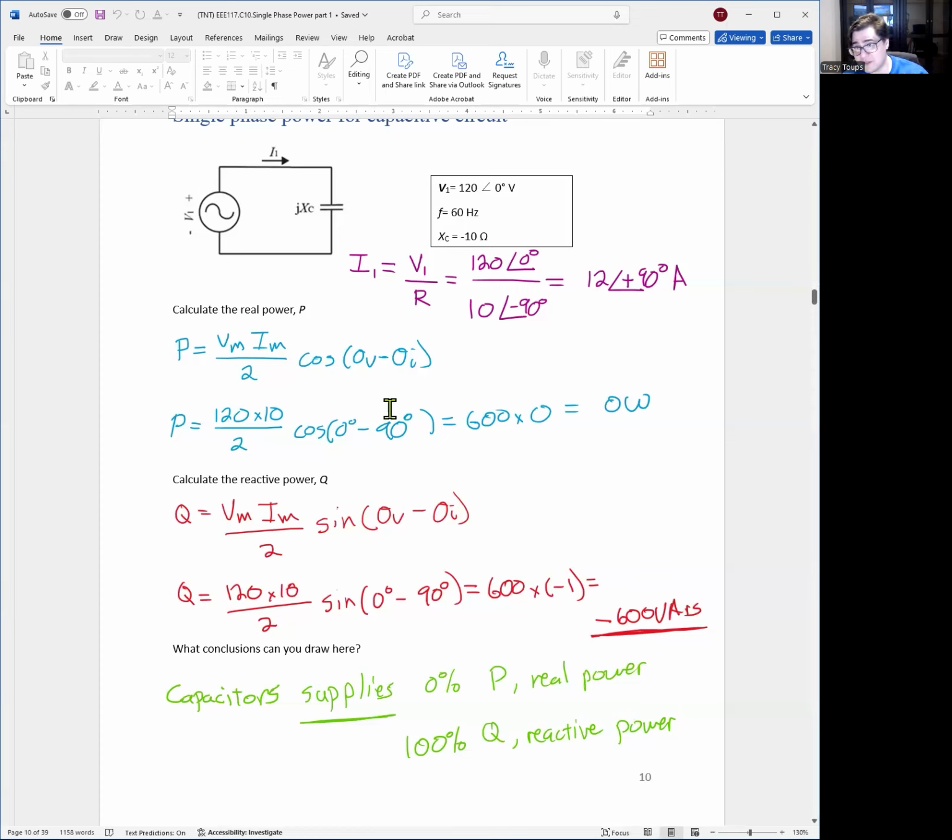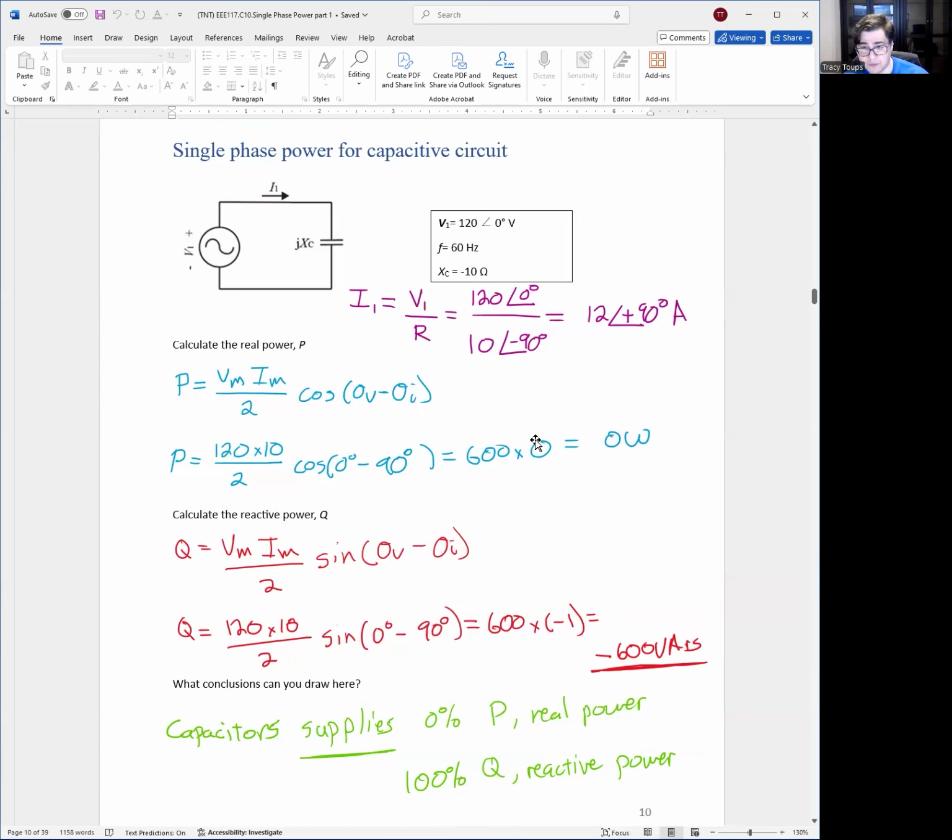So inductors will always need VARs to operate. A capacitor will always supply VARs to operate. So capacitors and inductors pair up very well together. If you have a capacitor nearby an inductor, they can actually supply each other energy to help build and break down the magnetic field and charge the bucket of the capacitor quicker. Okay. So that's your capacitive, inductive, and resistive circuits.